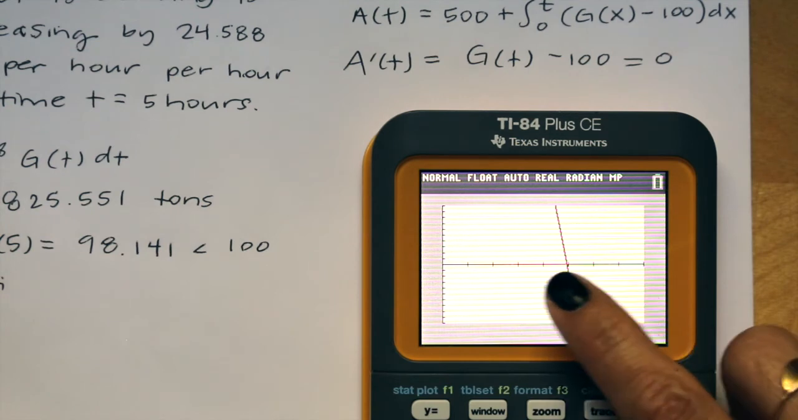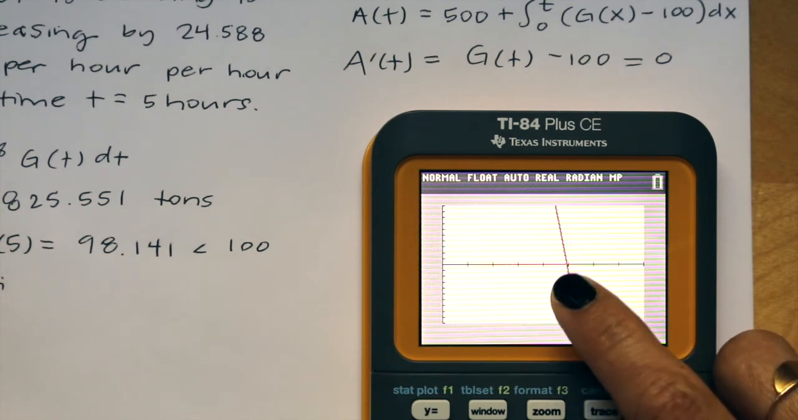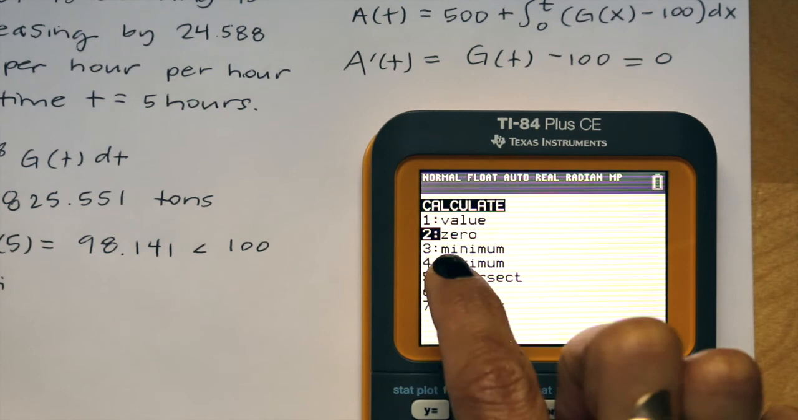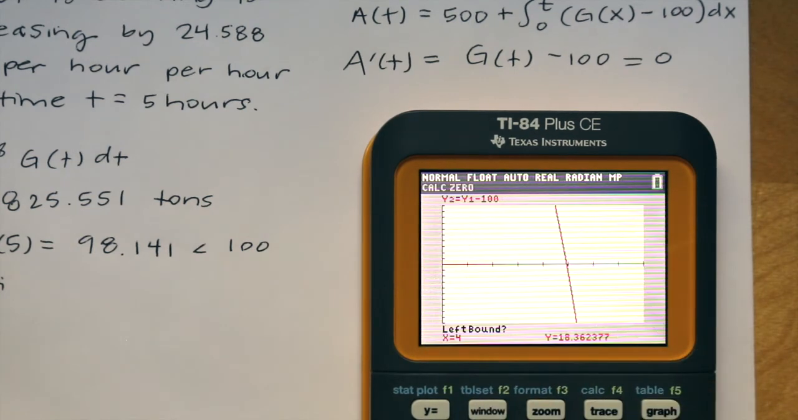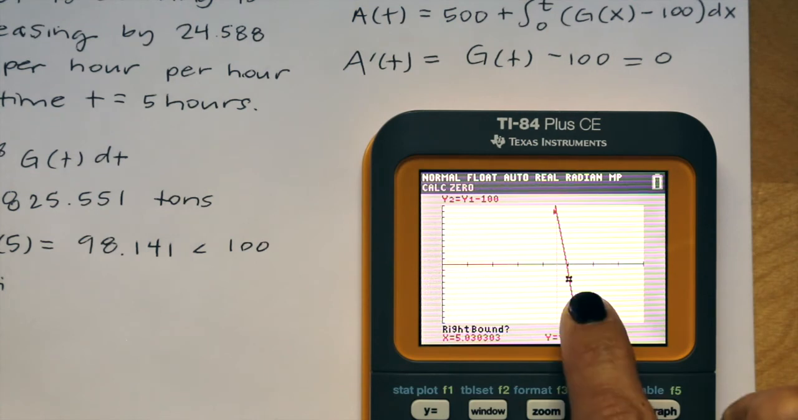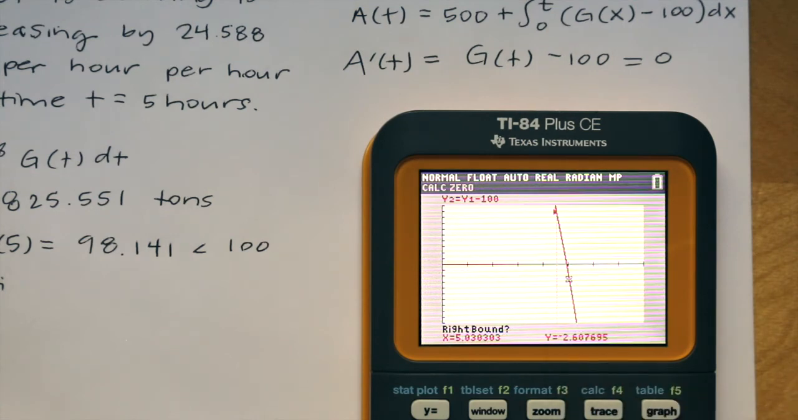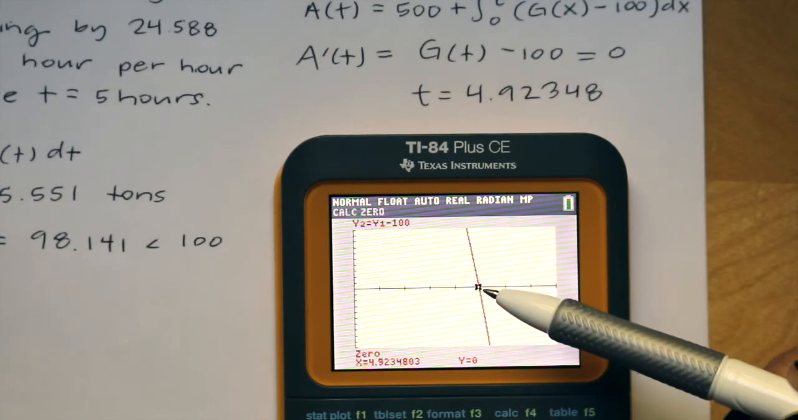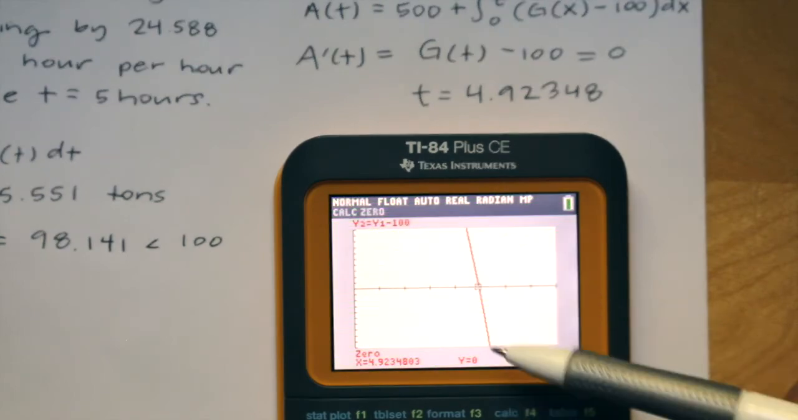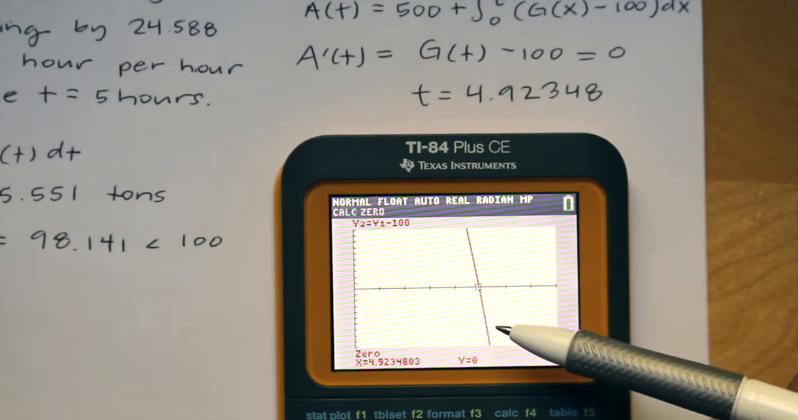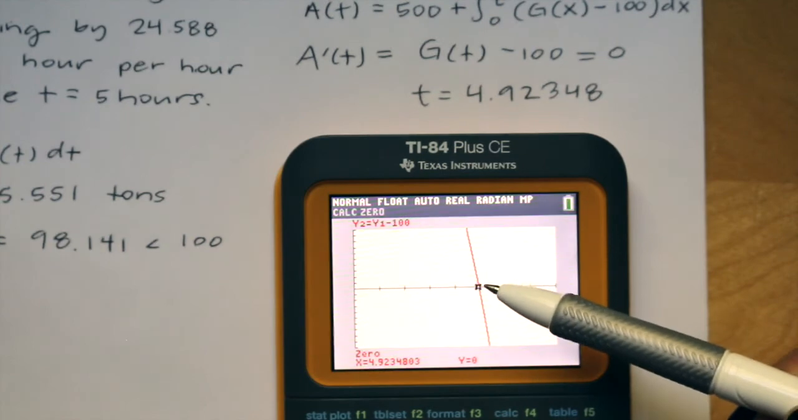You can see that A prime crosses the x-axis right here, so let's find that 0. So I did second calc, and then we're going to select 0. We need a left bound, so I'm going to get a little closer, and you can see this y value is coming down, so let's go ahead and press enter for the left bound. Now we're going to go right, and right here we're right at the 0 for the right bound. Press enter, and then press enter one more time. Our graph is crossing at 4.92348. You can also see at this x value, A prime changes from positive to negative, indicating that A has a relative maximum at this x value.